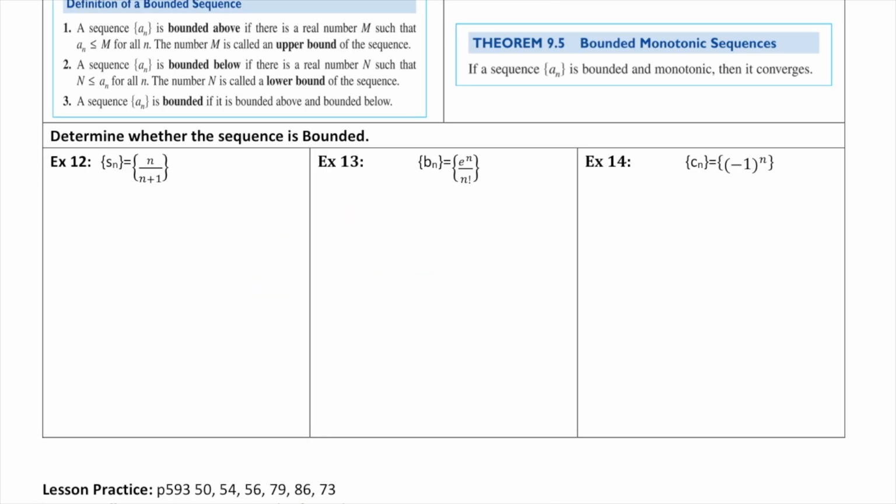Now let's put it all together. Our next theorem: if our sequence a sub n is bounded and monotonic, then it converges. So if we can show that there's an upper bound and a lower bound on the following functions, as well as monotonic, then we can say they're convergent.